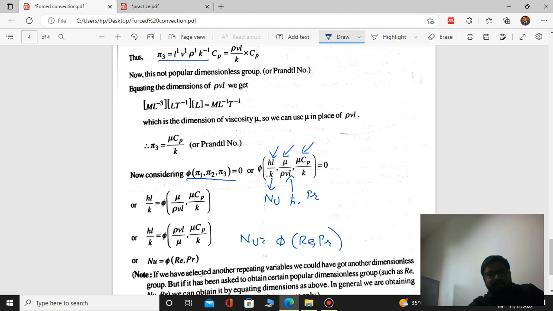Clear? So this is the procedure. I am not repeating it. So one of the terms we have identified is the pi 1 term. Then after, it is just a repetition. Then after, you will have to find out pi 2. Then after that, you will have to write down pi 3. And all these 3 values you will have to write down here. And from that you will have to prove that Nusselt is a function of Reynolds and Prandtl.